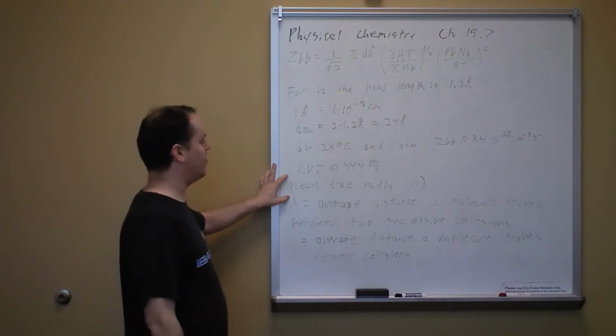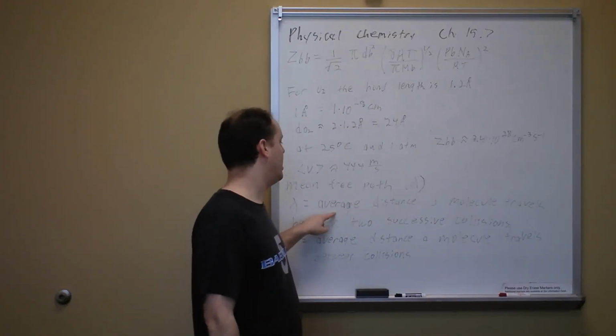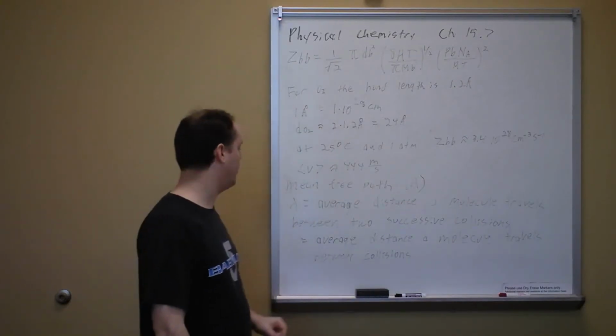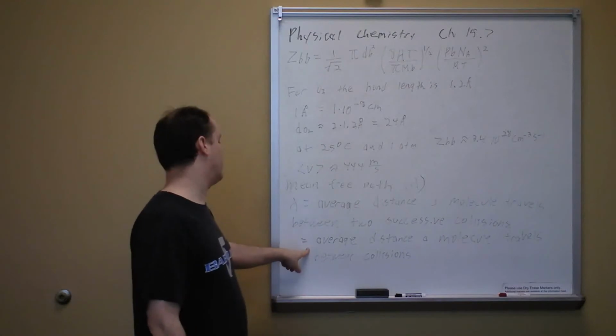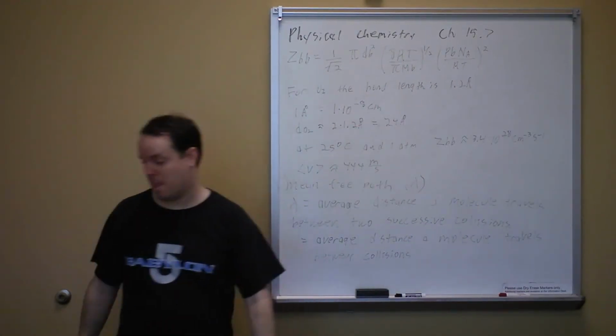Now we're going to talk about the mean free path, lambda. Lambda is the average distance a molecule travels between two successive collisions. So another way you could say that is it's the average distance a molecule will travel between collisions.